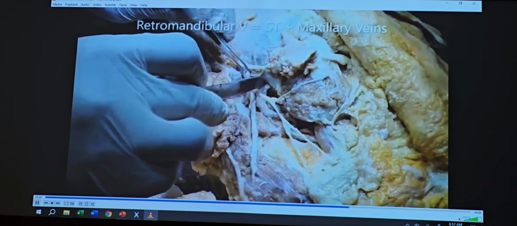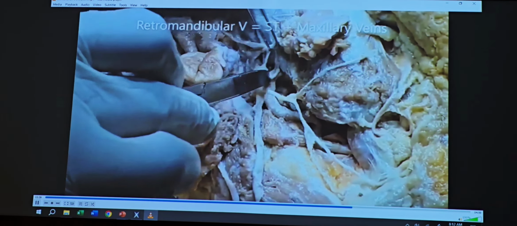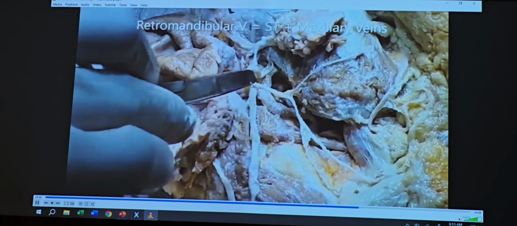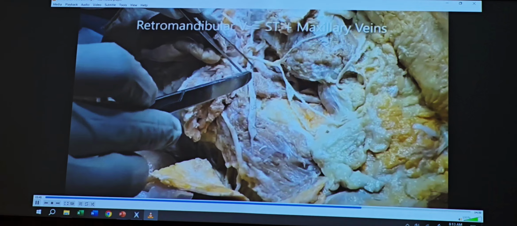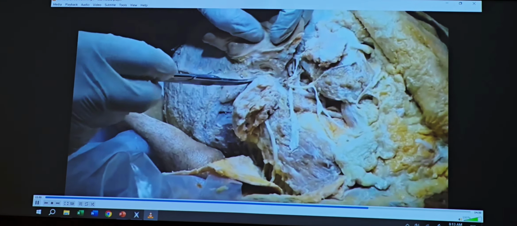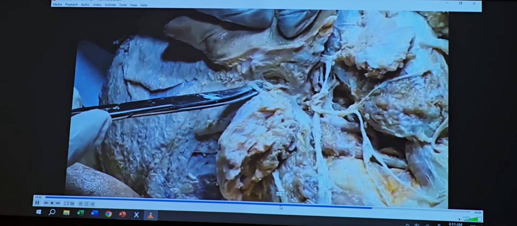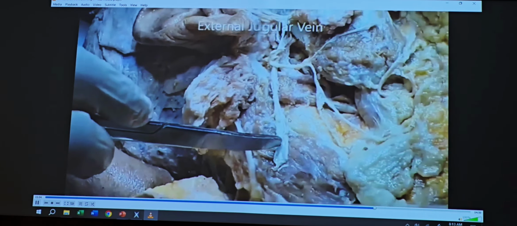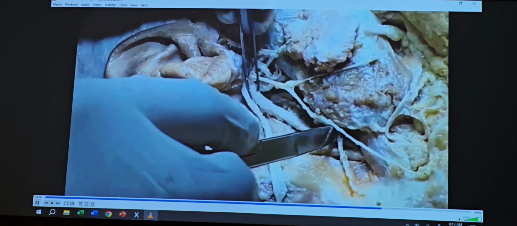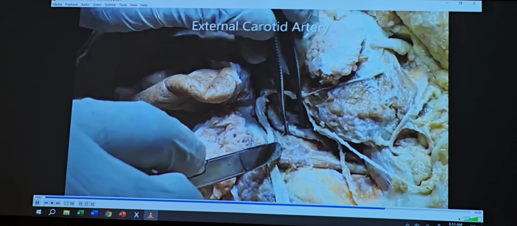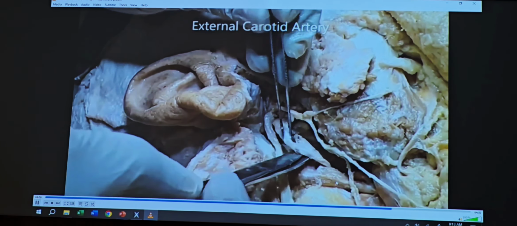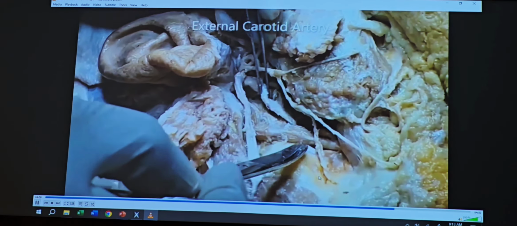So this is a good radiological sign to find out whether the tumor is in the superficial lobe or in the deep lobe. And inferiorly, it divides into anterior and posterior branches, and the posterior connects to the posterior auricular vein and forms the external jugular, and the anterior branch connects to the common facial vein and goes to the internal jugular. And further deep to it will be the artery. This is the external carotid artery that goes under the posterior belly of digastric.